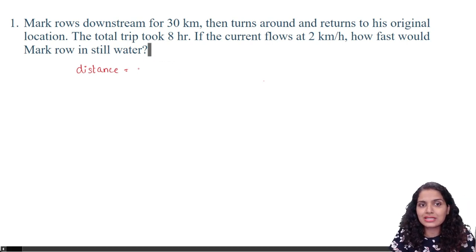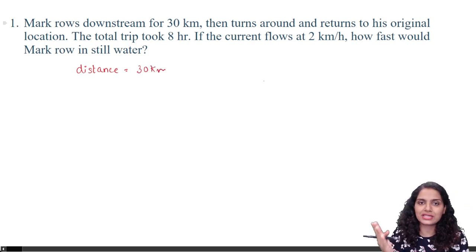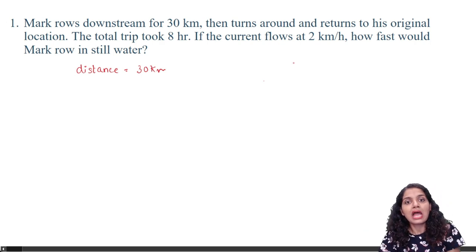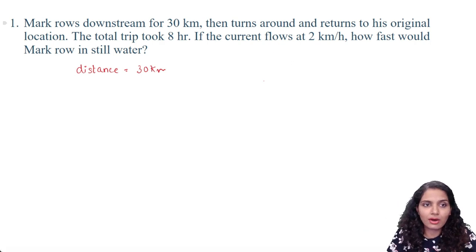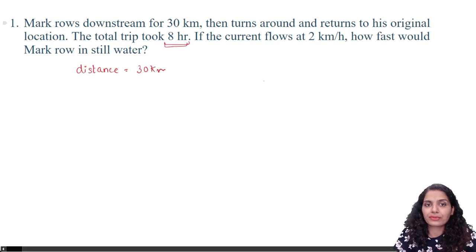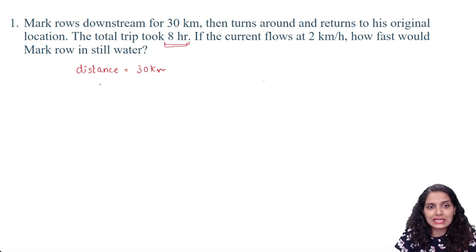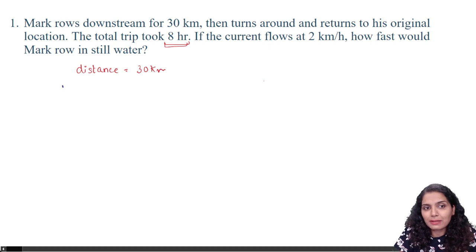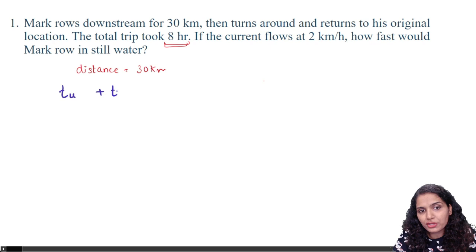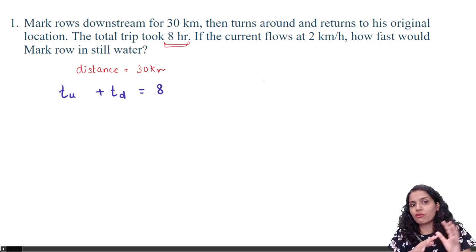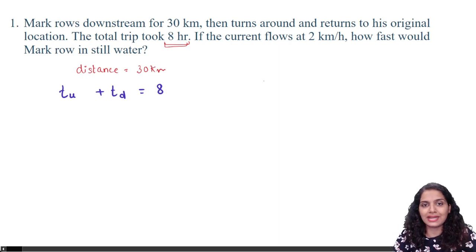So the total distance will be 60, but I'm just taking 30 for now, because I'm taking two cases, upstream and downstream. Then the original location. The total trip takes 8 hours. So what I can say is, he might have taken some time for the upstream and some time for the downstream. But the total time that he actually took for both sides is 8, right?